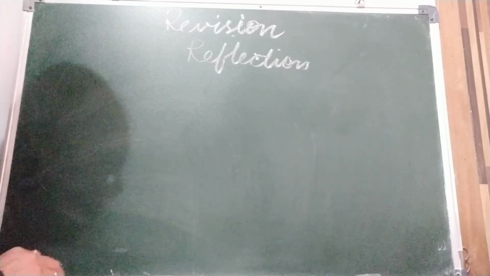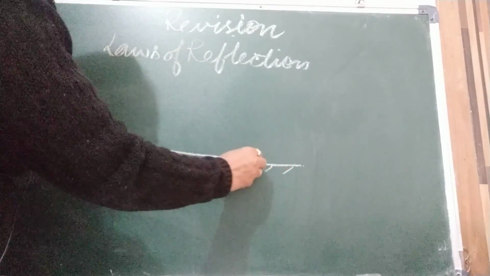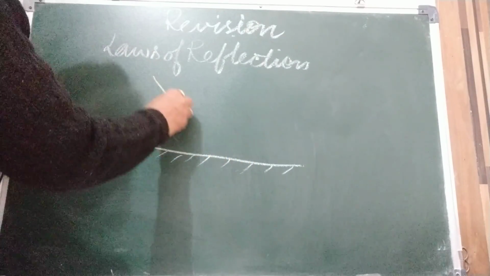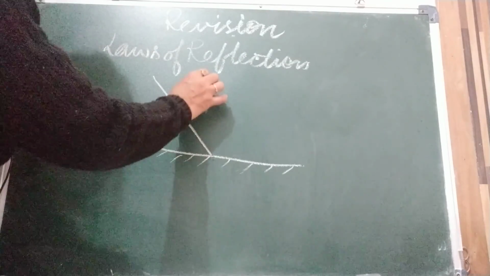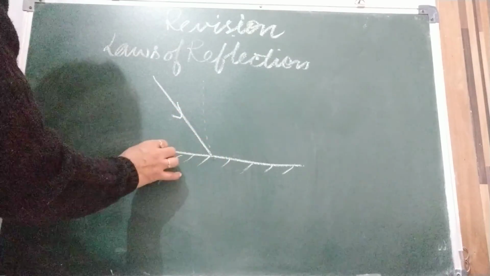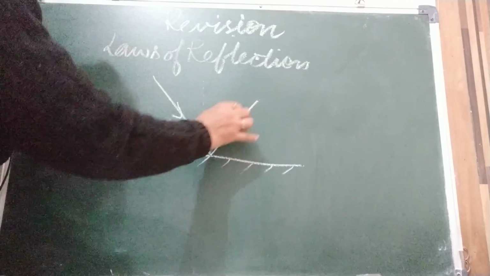And when the rays of light fall on a smooth surface, the entire beam is reflected in only one direction. This is called regular reflection. There are 2 laws of reflection. This is a mirror. When any ray falls, this is called the incident ray. Where it falls, we draw a normal at 90 degrees with the surface of the mirror and it reflects back.